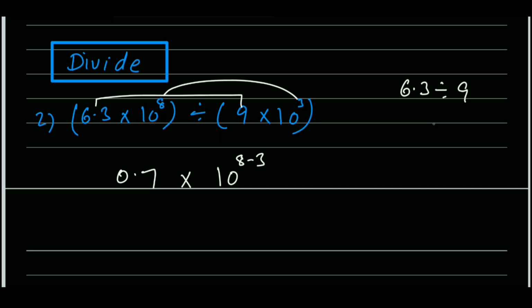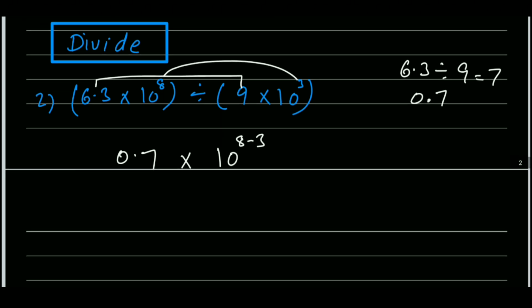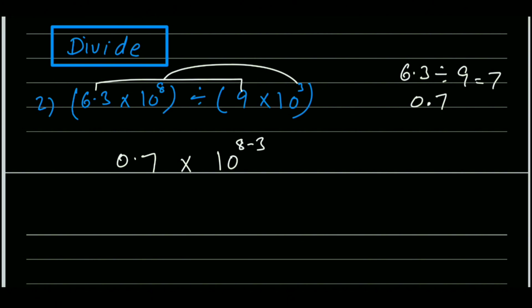9 7s are 63. First of all, just ignore the decimal and just divide 63 by 9. It will become 7. Now you have to put the decimal one number before the digit, and you have to start from the right side. It means your decimal will be here. So this is the way you have to show your working, because in P2 calculator will not be allowed.